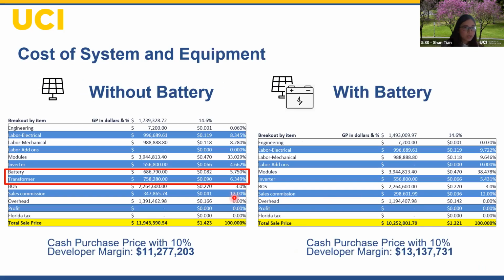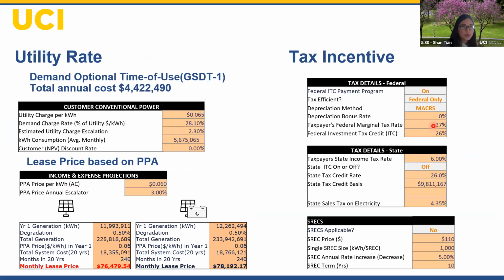The cost of the PV system will only be around $10.3 million, as shown in the right table here. And the cost of the PV plus storage system will be a higher number, on the bottom of the left table, which is around $12 million. UCF is currently under GSDT1, and the current utility rate is about 6.5 cents per kilowatt hour, and the demand charge rate is about 28%. The total annual utility cost is about 4.4 million currently.